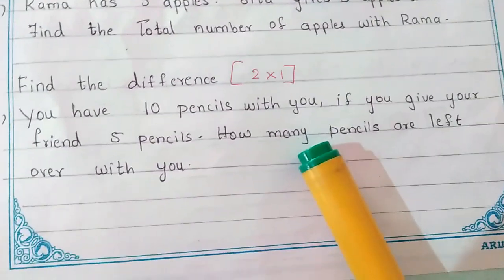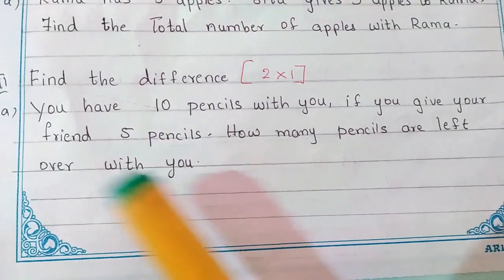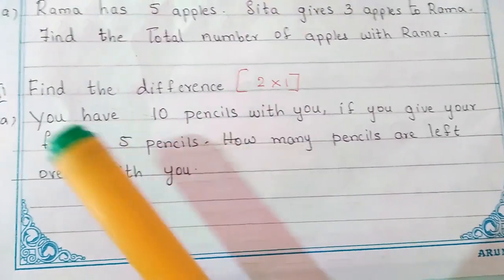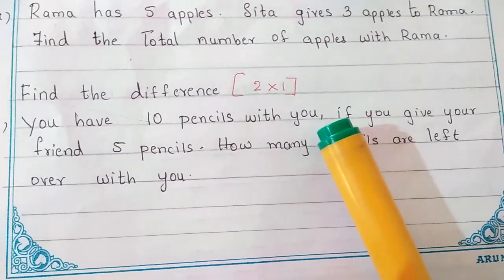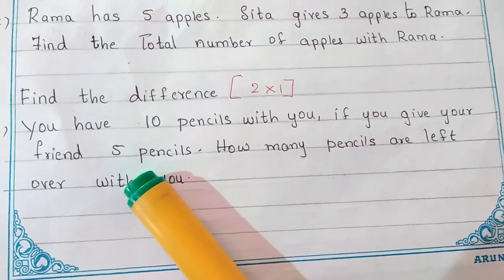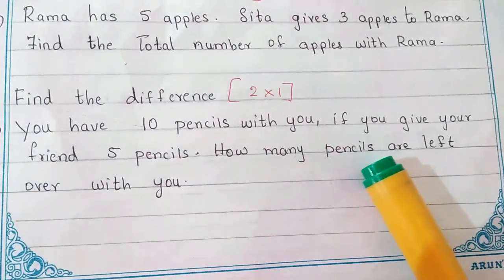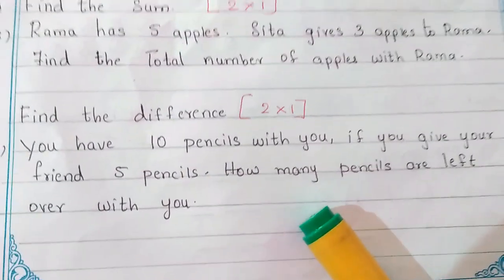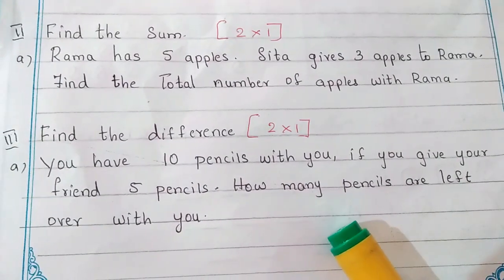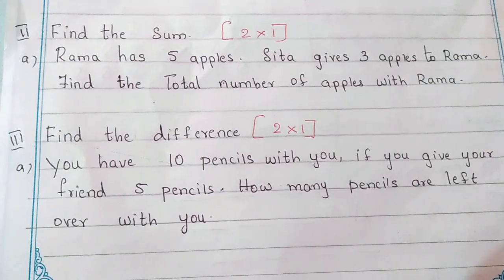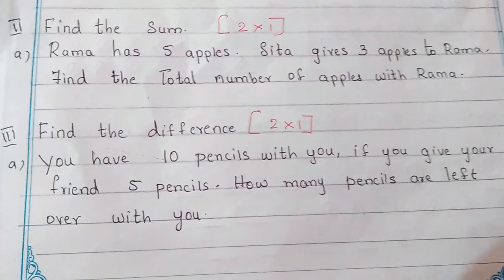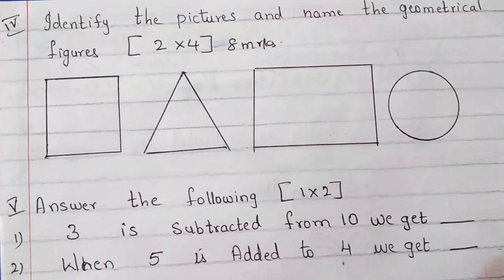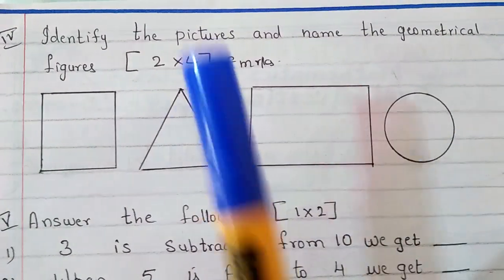Second one, the child has to find the difference. You have 10 pencils with you. If you give your friend 5 pencils, how many pencils are left over with you? So the child mentally calculates the sum and answers the questions. So totally for 2 questions you have 4 marks. Moving on to the next question.